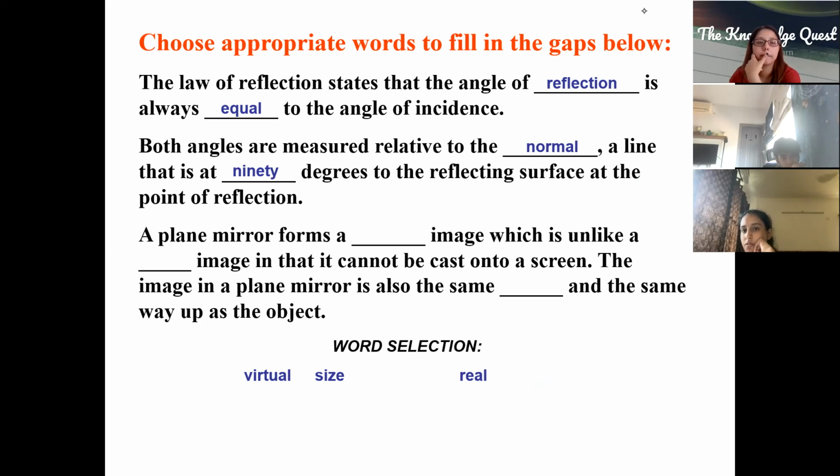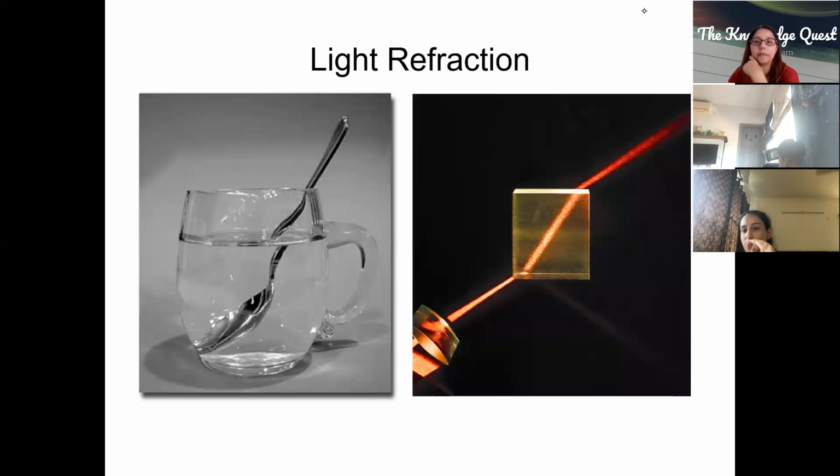A plane mirror forms a virtual image which, unlike a real image, cannot be cast onto a screen. The image in a plane mirror is also the same size and the same way up as the object. Perfect. That was reflection.